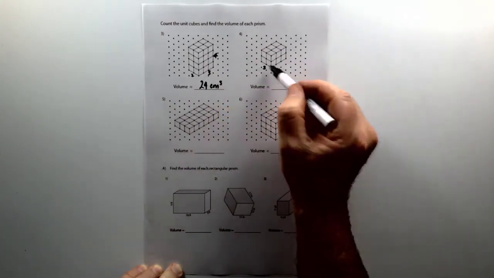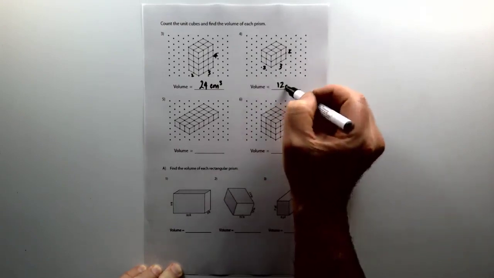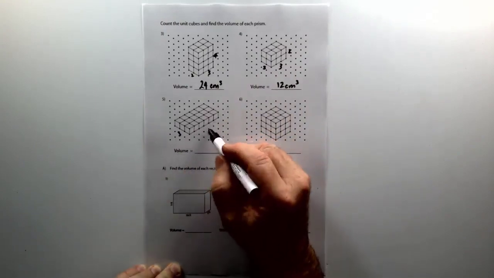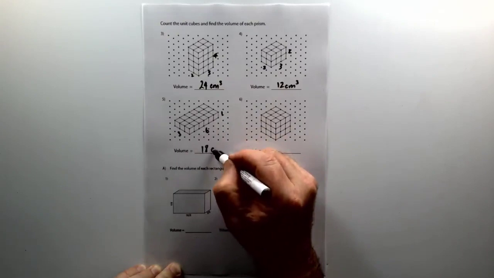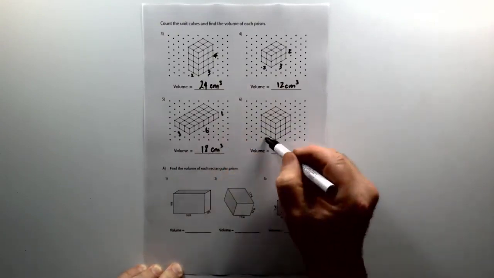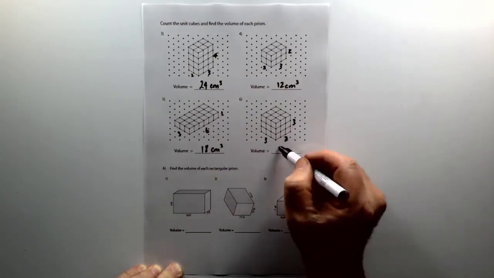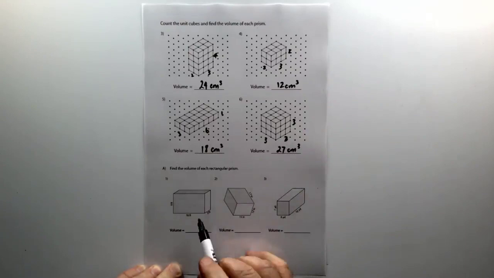Here we've got 2 times 3 times 2. That'll give us 12. Here we've got 3 times 6 times 1. That's just going to give us 18. Here we've got 3 times 3 times 3, or 3 cubed, which is 27. Now it works even though they haven't been divided up into cubes.